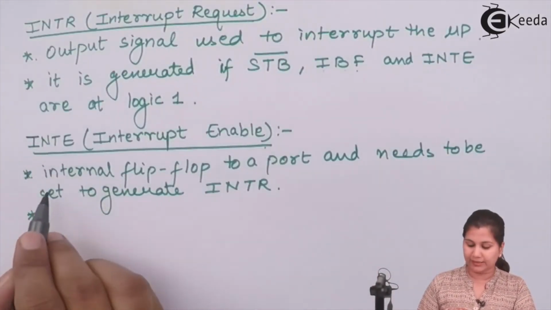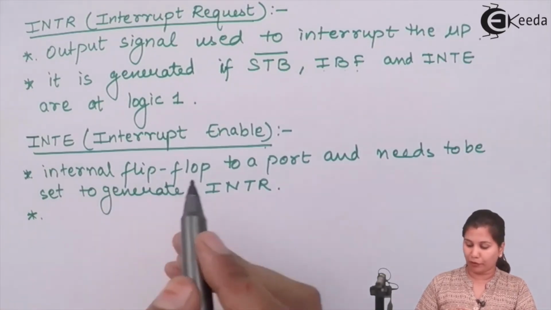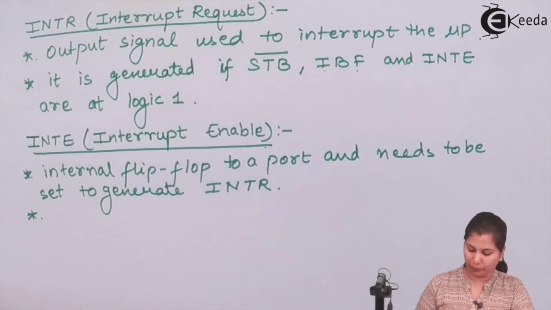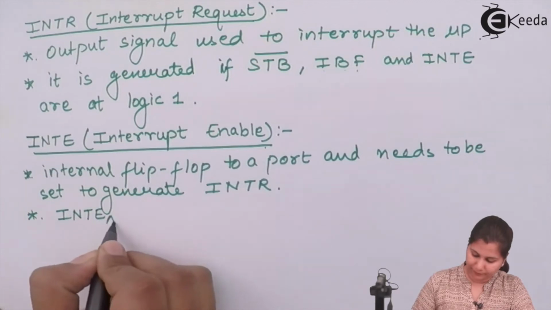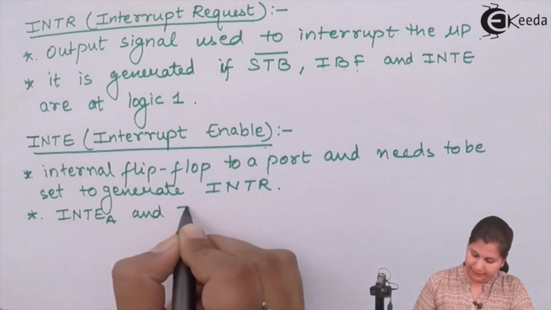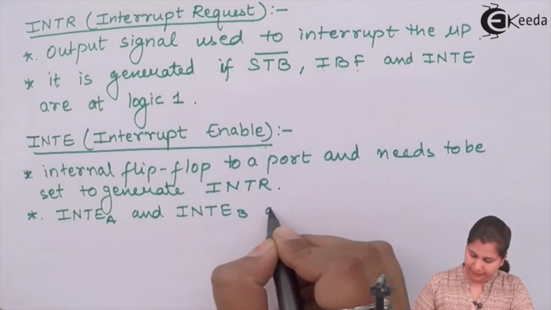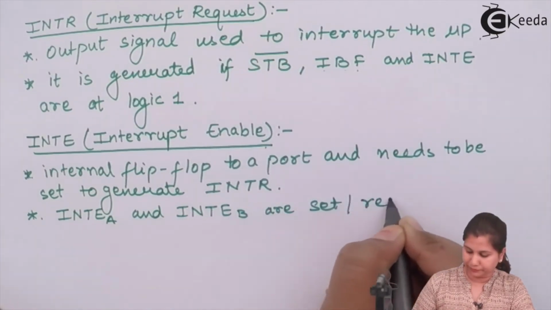So we can say that INTE is an internal flip-flop for a port, and it needs to be set to generate the interrupt request. INTE A and INTE B are set or reset using the BSR mode.